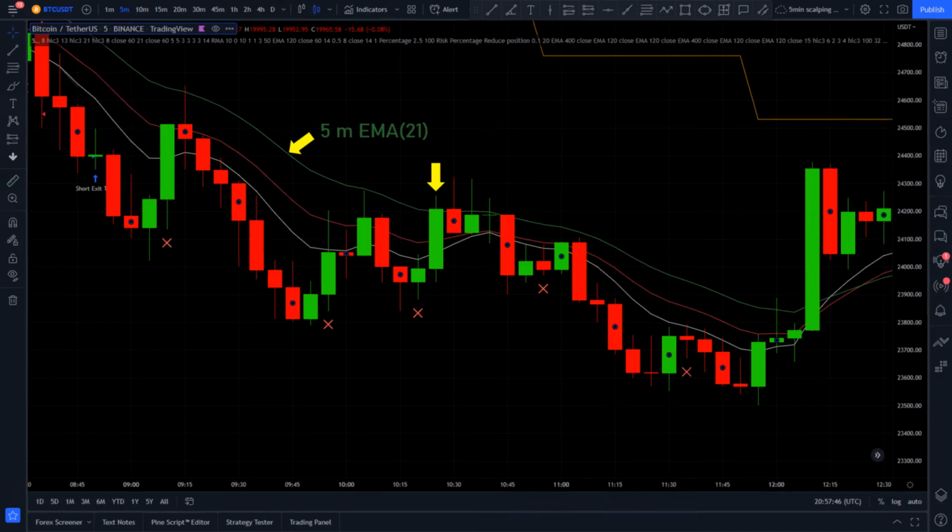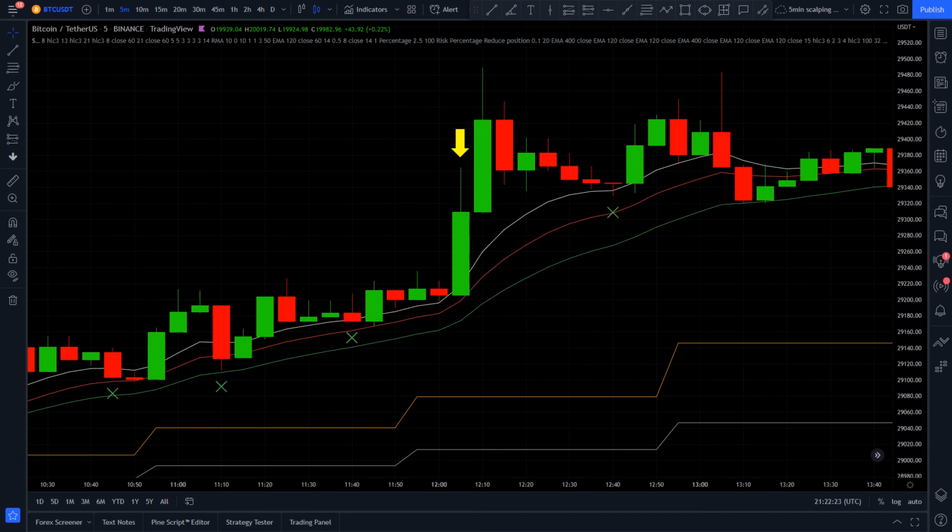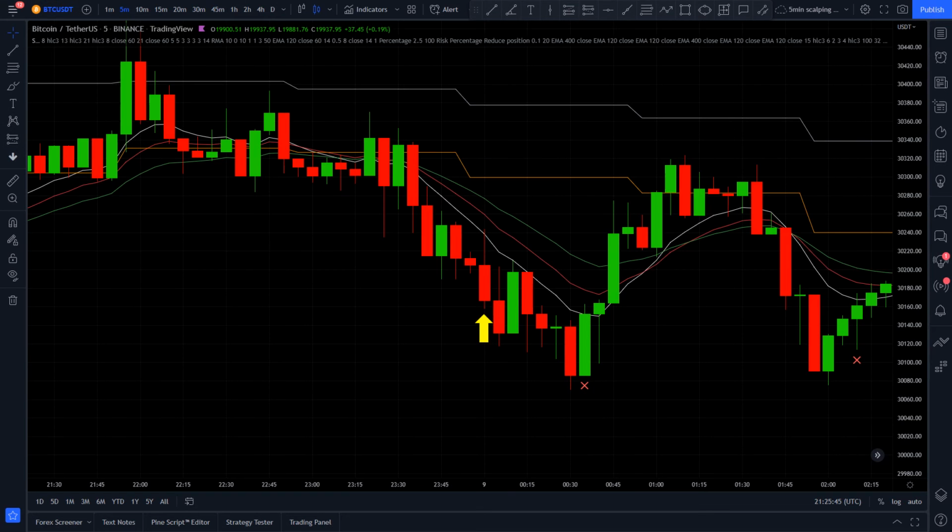The second extra rule is that the trigger candle, in case of a long position, can't be the highest candle of the last 5 candles, and in case of a short position, can't go lower than the last 5 candles. This rule helps to keep the risk to reward ratio in place.